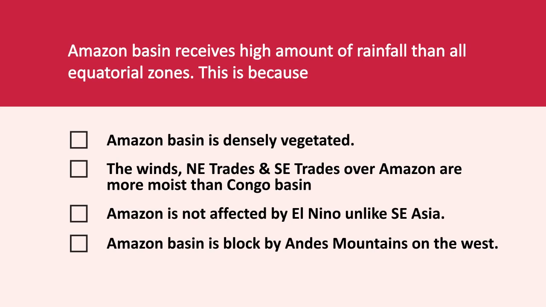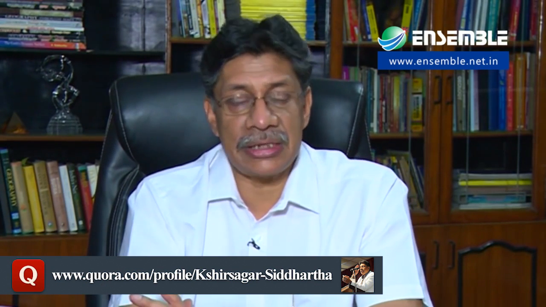Now, in this case, the correct answer will go on to be the northeast trade winds and the southeast trade winds over Amazon, and all of these winds go on to be blocked by the Andes mountains. But then answering such a question will require a very good understanding of the type of equatorial climate and the mechanism for the development of such equatorial climatic conditions. Congo basin will be in any case dry, largely because one of these winds blows from Sahara and the second wind blows from the southeastern region.